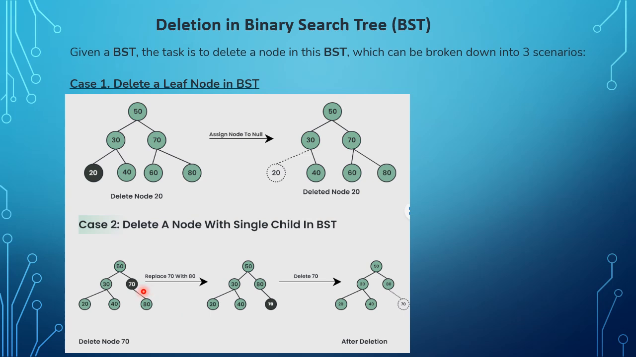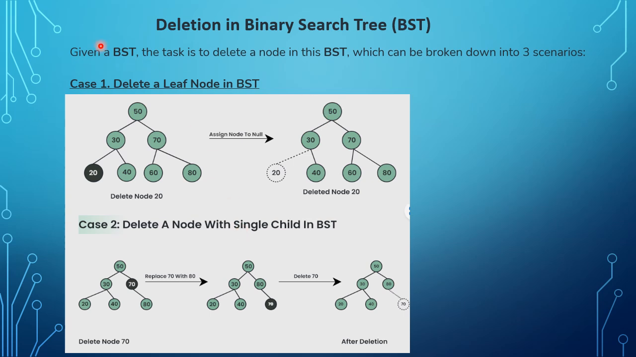So for example, we have to delete element 70. To delete element 70, first we have to assign the child node of 70 to a temporary variable, and we have to assign it to the root node of 70, and we have to delete the 70. So this is how we can delete a node with a single child in BST.